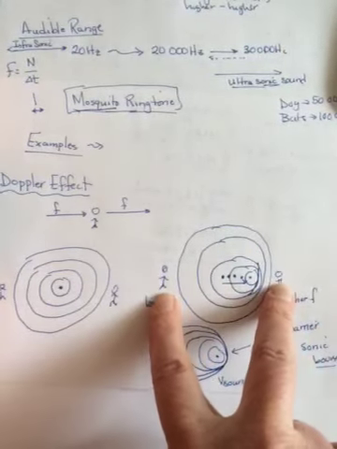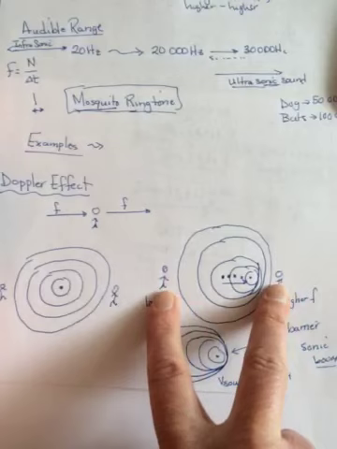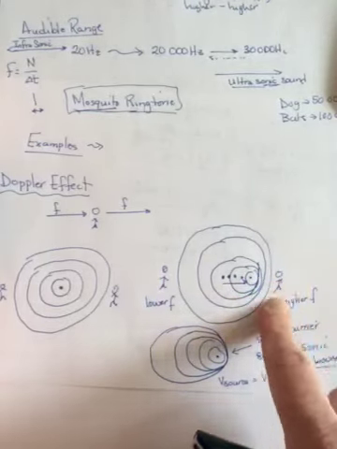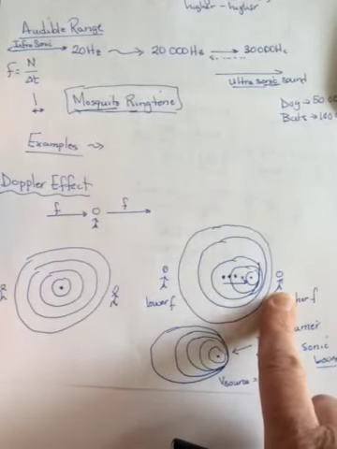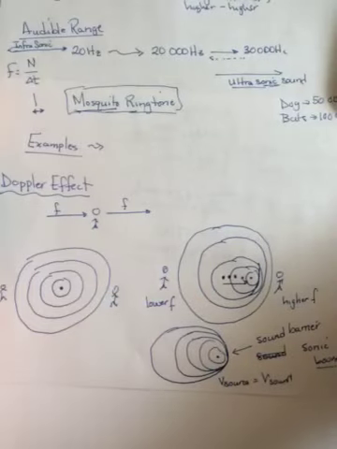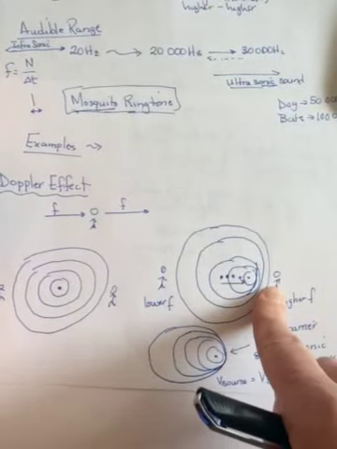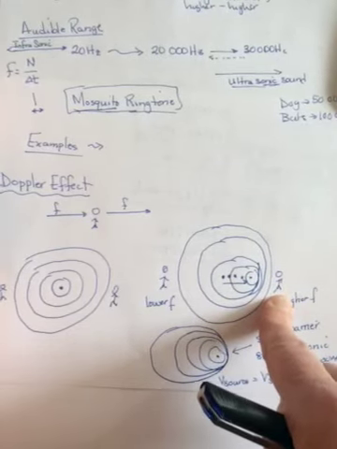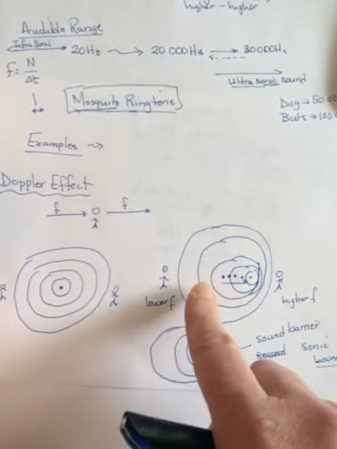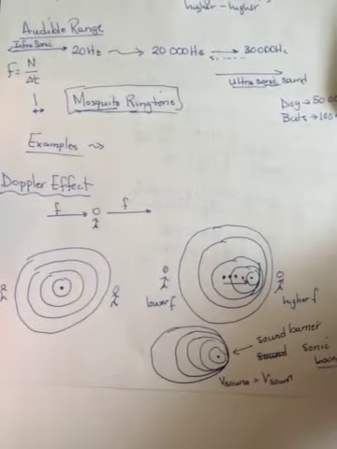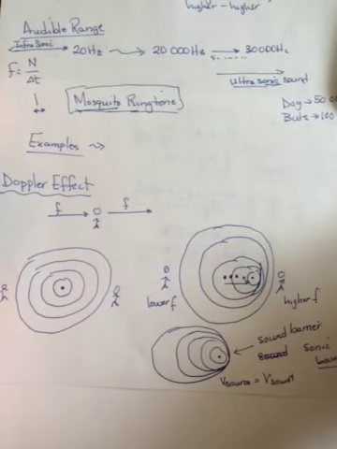Now, this happens in both light and sound. In sound, the person on the right would hear a higher pitched sound, and the person on the left a lower pitched sound. So when an ambulance is coming down the street towards you, you will hear a higher pitched siren. And then after it passes you by, you will hear a lower pitch.